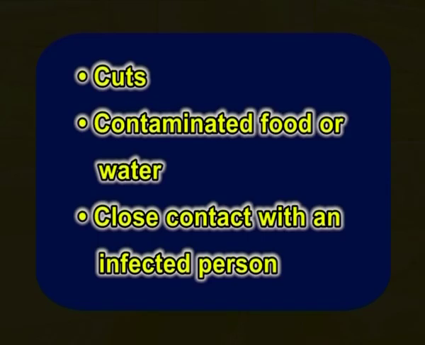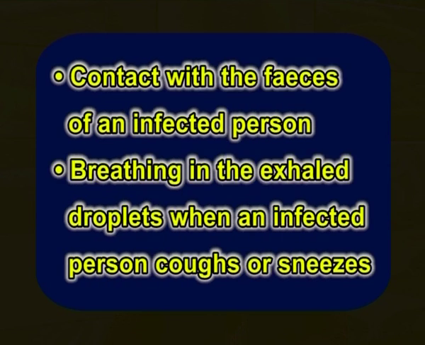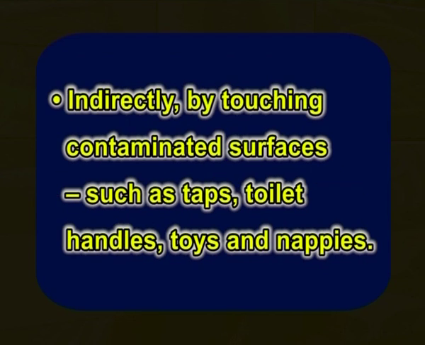To cause disease, pathogenic bacteria must gain access into the body. The range of access routes for bacteria includes cuts, contaminated food and water, close contact with an infected person, contact with the feces of an infected person, breathing in the exhaled droplets when an infected person coughs or sneezes, indirectly by touching contaminated surfaces such as taps, toilet handles, toys and nappies.